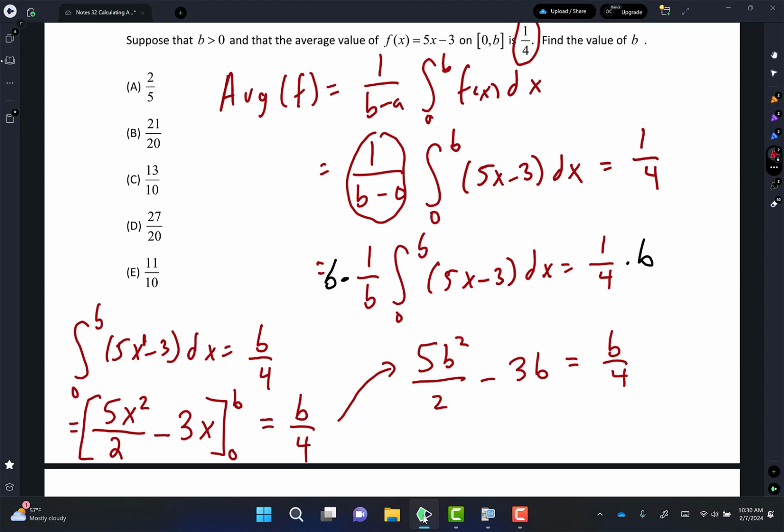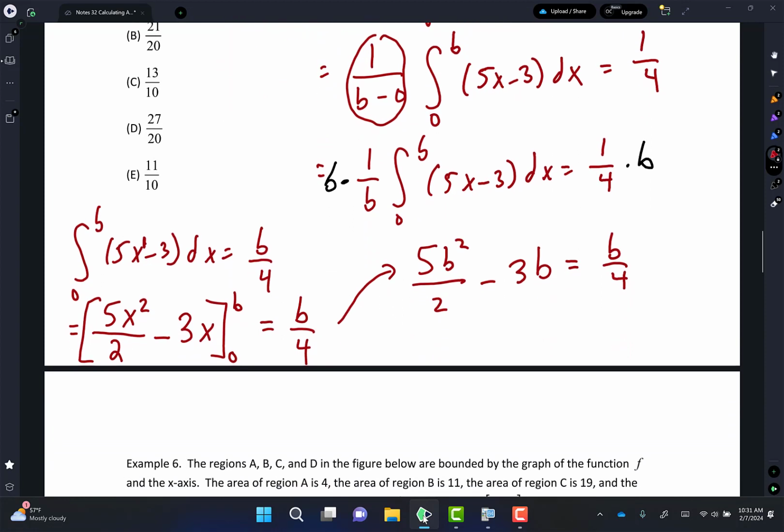Are we okay? What do I want to do? I'm going to multiply everything by 4 to get rid of the fractions. There are so many ways to do it here. I could have left the 1 over b here and distributed that. No, I already did it. I was going to bring back the 1 over b, but that's fine.